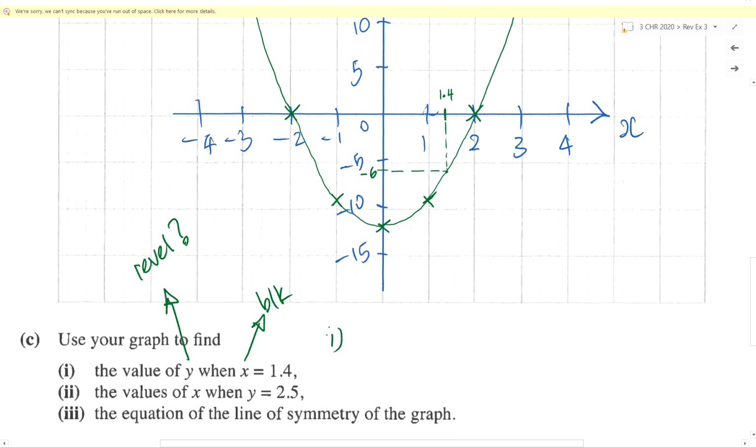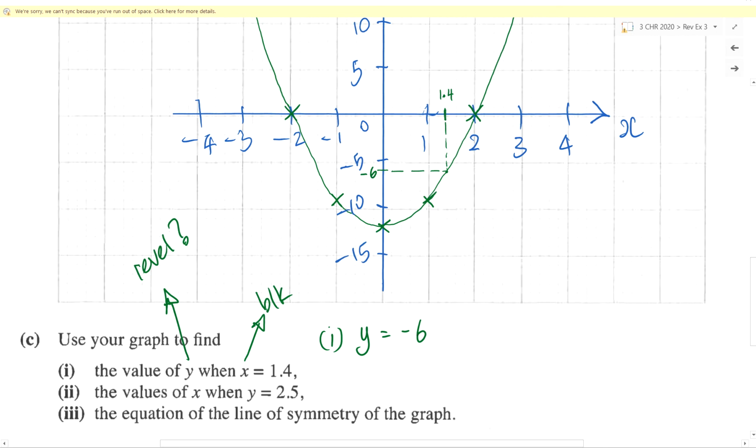So answer for part 1, they're asking for value of y, so y equals to -6. It's okay if your value is slightly different from mine. For example, if you got -5, -7, they will be accepted because we won't all have a perfect graph. Okay, as long as you're close to -6.